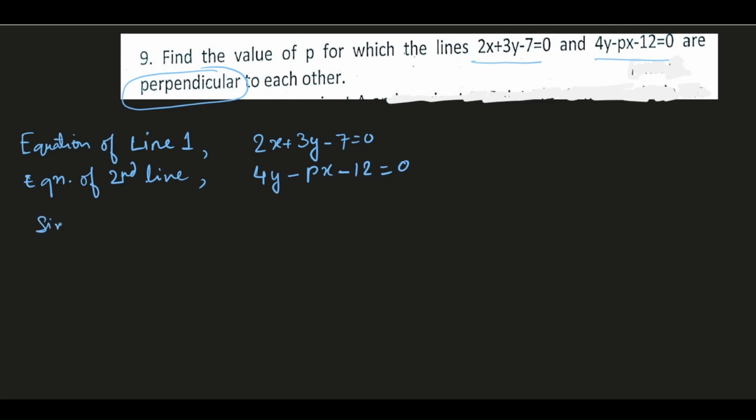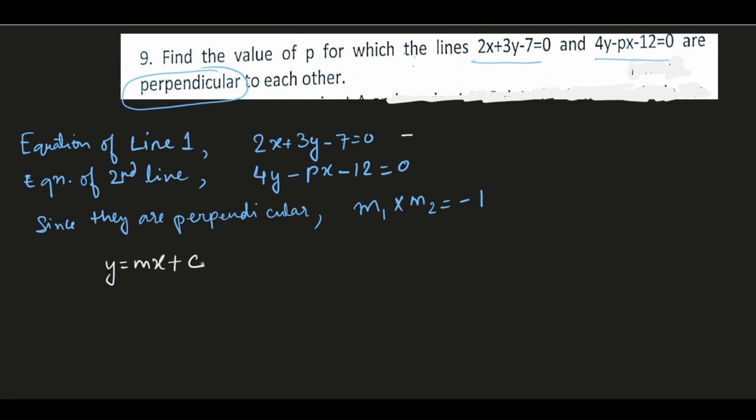Now since they are perpendicular, m1 into m2 will be equal to minus 1, means the product of their slopes is equal to minus 1. So we now have to find m1 and m2, so let's rearrange this. We will arrange both equations in the form y is equal to mx plus c.